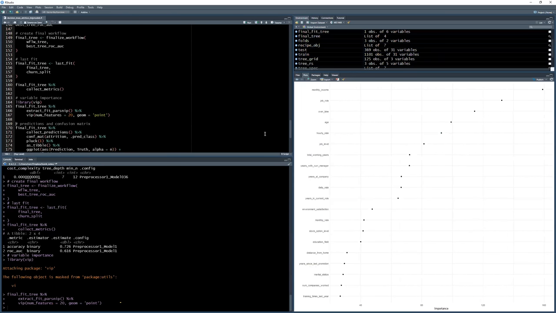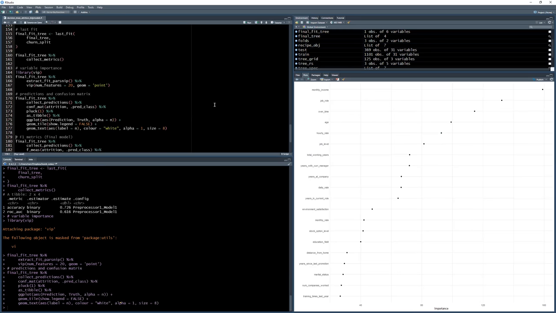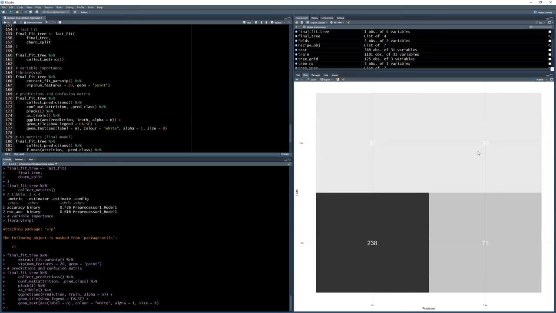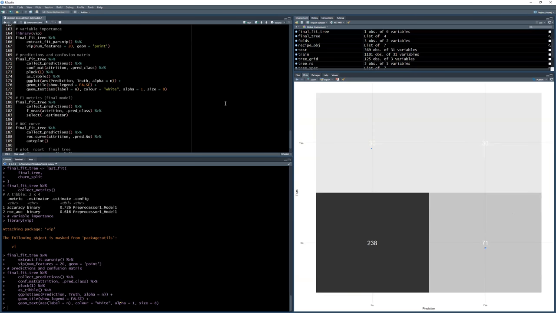We can get some variable importance. Here we get the monthly income, which is the most important, the one that is used most in the splitting. Then you have job role, overtime, age, and so forth. Then we can do a confusion matrix, because it's a classification. In the confusion matrix for the test data, you have 233 true negatives. True positives are here, 30, but then you have false negatives and false positives between 30 and 71. So here you have to see if this is the most optimal in terms of balance between the false positives and the false negatives.